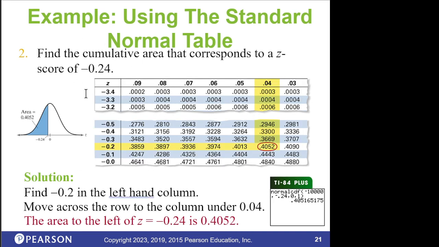If I have a negative z-score, so negative 0.24, I come down to negative 0.2, and I go over to the 0.4, and the area under the curve from negative infinity to about negative 0.24 is 0.4052. And these scores can become a probability. A really important thing when trying to find the areas under a normal curve is to always draw the region you're looking for.